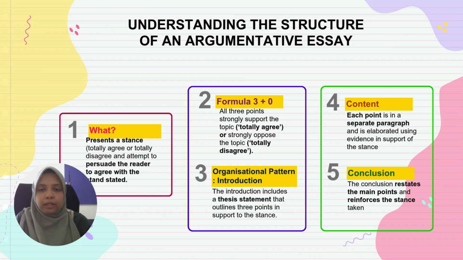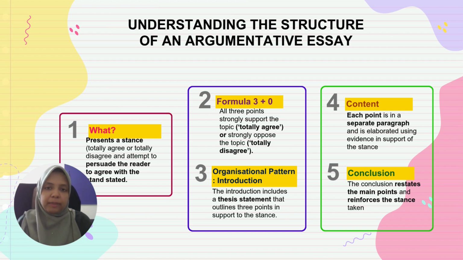Now that we know the definition of an argumentative essay, it is one-sided where you need to include your own stance, either to fully agree or fully disagree with the topic. So when we have a clear stance, the formula will be very straightforward and direct. The formula is 3 plus 0, which means all the three main points should be supporting your stance. Right?